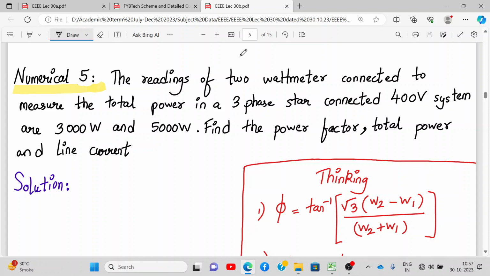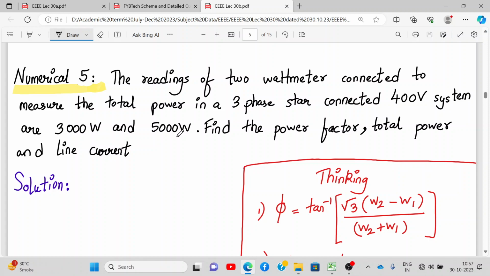The readings of the 2 wattmeters connected to measure the total power in a 3-phase star connected 400 volt system are 3000 and 5000. So the line voltage is given as 400 and the power readings are 3000 and 5000. How do we solve this? We need to find the power factor, total power and line current.